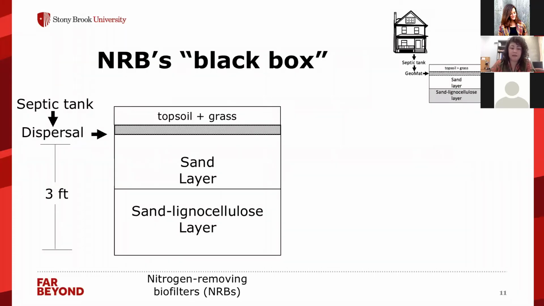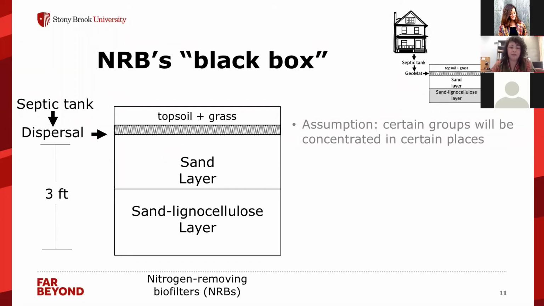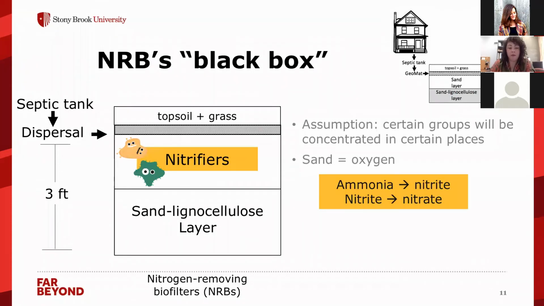So I want to zoom in on this NRB from before. Like I said, everything that goes down the drain goes into your septic tank. It is then dispersed onto this sand layer, and by gravity goes into a sand lignocellulose layer. And when I say lignocellulose, I typically mean wood chips, and this can either be very small sawdust-like wood chips or very large wood chips. The assumption here is that certain microbial groups will be concentrated in certain places within this NRB. So this sand layer is thought to provide a lot of space for oxygen to penetrate through the soil, grass, and all the way through the sand layer. So we expect our nitrifiers to be here.